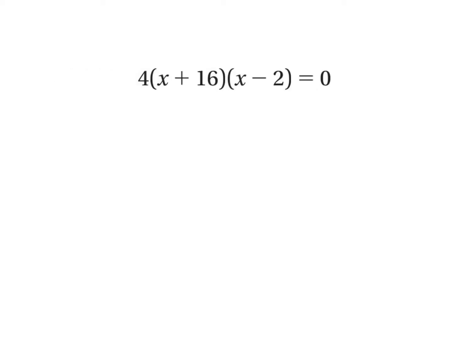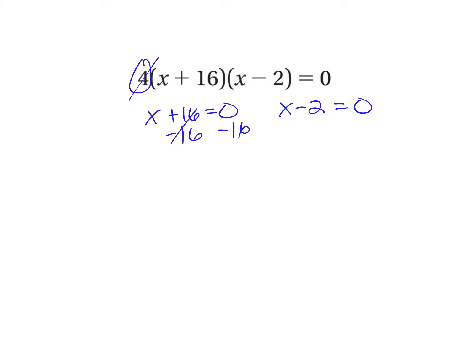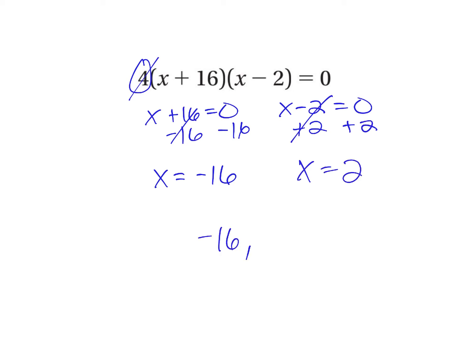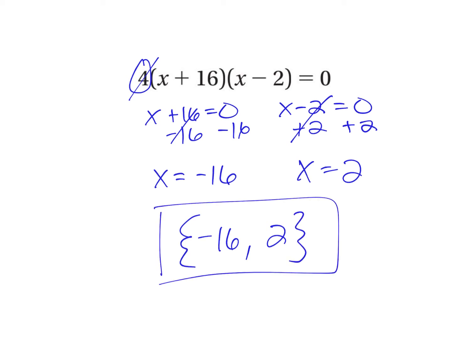All right, this one is already factored for us. The 4 hanging out front means nothing at this point. So we're going to have x plus 16 equals 0 and x minus 2 equals 0. Then all we have to do is solve for x in this case. So x equals -16 and x equals 2. Our solutions would be -16 and 2. Usually you'll see it in brackets or something like that, and they're usually listed in order from least to greatest.